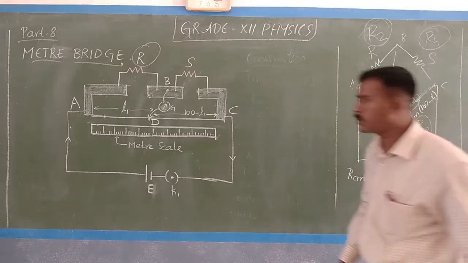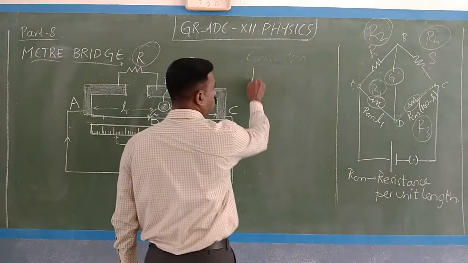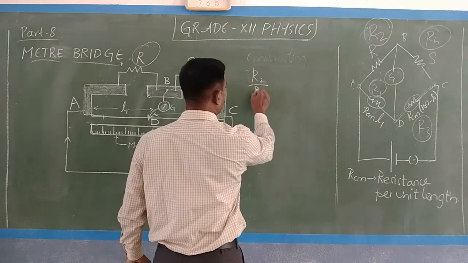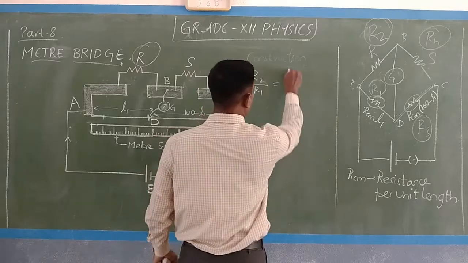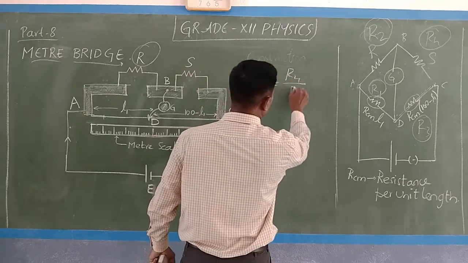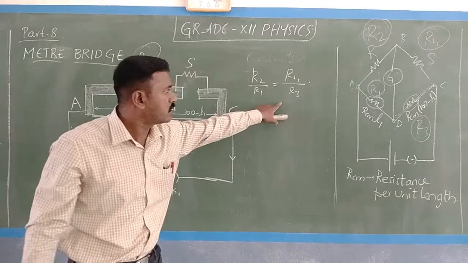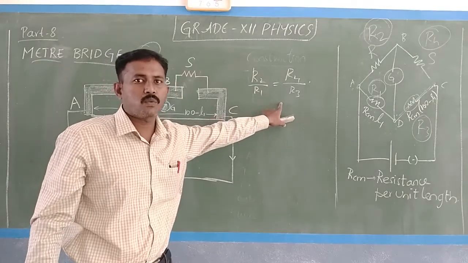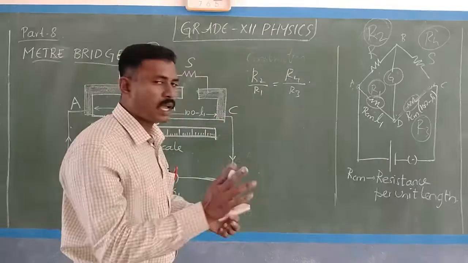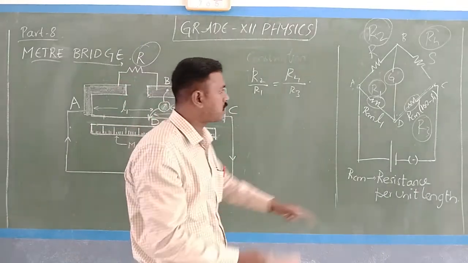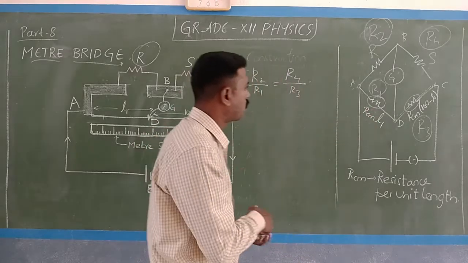What is the formula? R2 by R1 equals R4 by R3. That is the equation for Wheatstone's bridge. Now I will substitute all the values that are here.